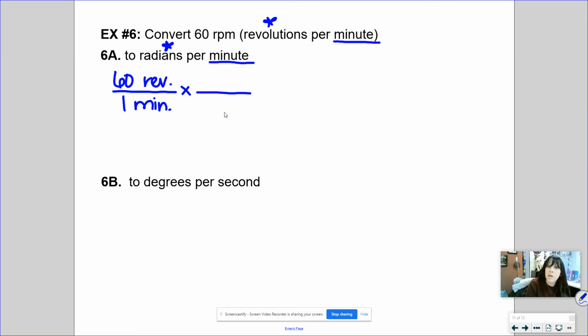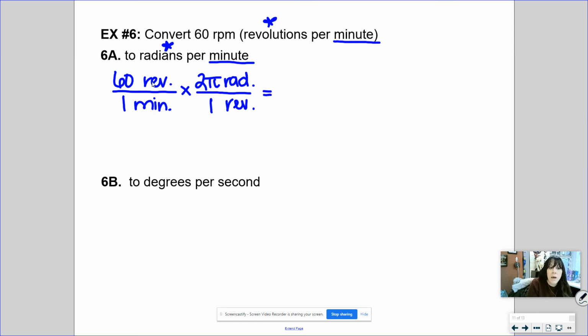So we're going to make a ratio out of that. We're going to make it so that the revolutions cancel. So I want to put the other one on the bottom to make that cancel, and we're going to put radians on the top. And we said 1 revolution is equal to 2 pi radians. Does that make sense? So that's going to be the ratio that we use to get the conversion that we need.